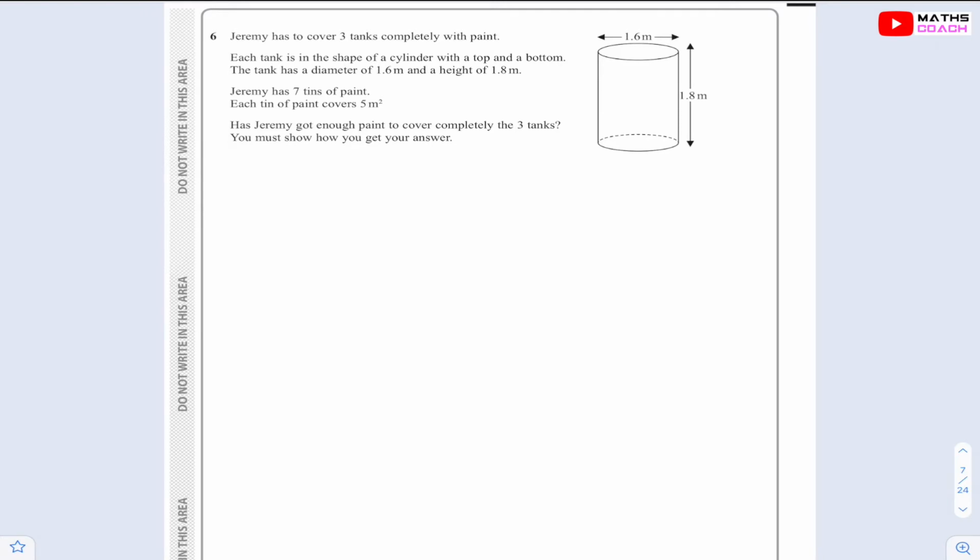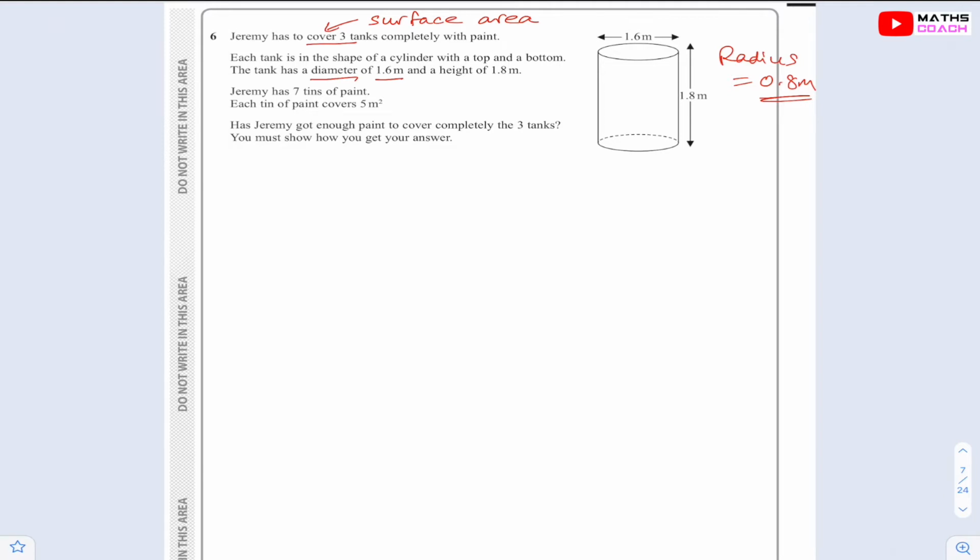Now this question may seem very wordy, but we will break it down. So let's start right at the top. It says he has to cover 3 tanks with paint. Now this means that we are going to be looking at the surface area. So let's make a note of that. Then it tells us that the tank has a diameter of 1.6. Very important. So if the diameter is 1.6, the radius is going to be half of that, 0.8. Let's make a note of that too. So radius is equal to 0.8 meters. And it has a height of 1.8.